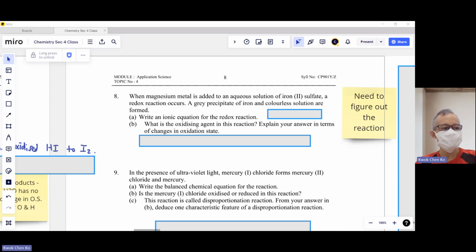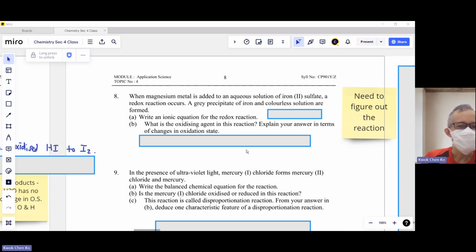You gain oxygen, and you lose oxygen. This one is not so direct, so just use oxidation state. If you're not sure, just use ON.